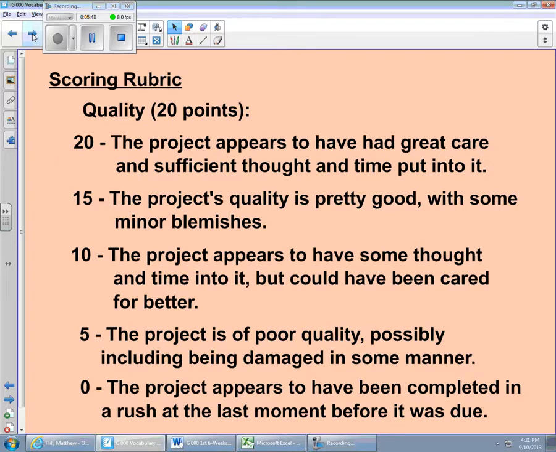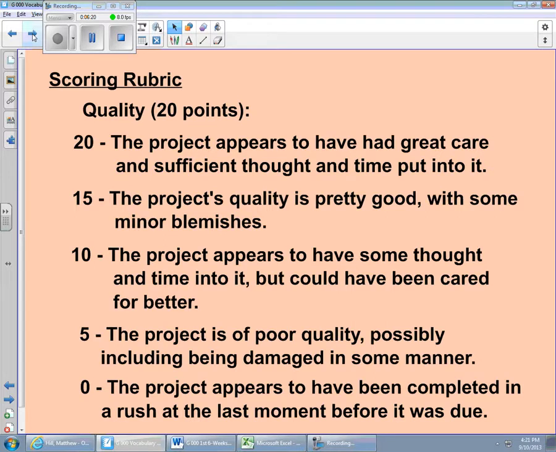Consider the fact if you had a job and you had to do a paper or report for your boss, you could do an outstanding job on the paper. What happens if you spill coffee on it on the way to work? His first impression of the project is going to be how sloppy it looks, and that's going to reflect poorly upon you. So you need to consider things like that when you put yourself into a project. It reflects on you. It represents you. So 20 points, we ought to be able to get all 20 points here. The project appears to have a great deal of care and sufficient thought and time put into it.